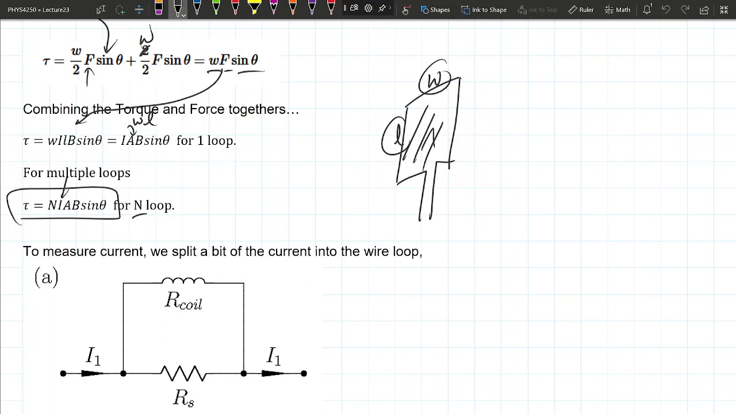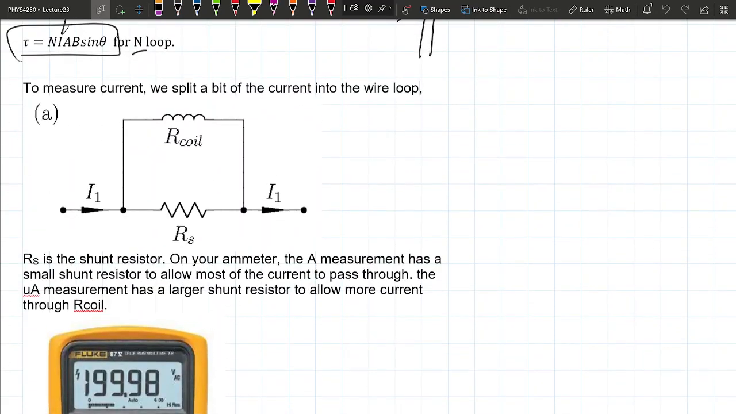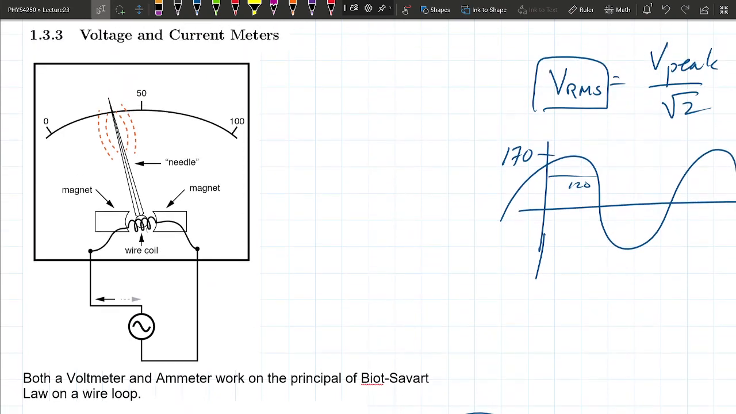Okay, so let's just talk about how your little multimeter actually measures current. Inside here, I even have a picture here. Measuring current should be pretty simple, actually. If I just go back up to here. Why is it all white? There it goes. Okay.